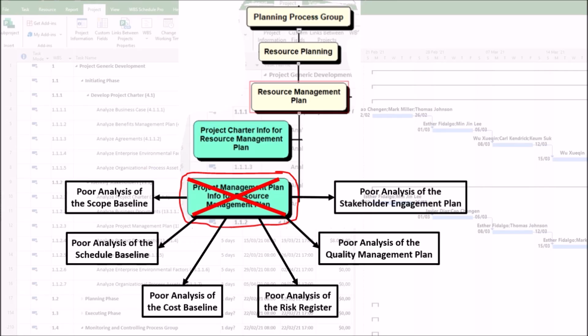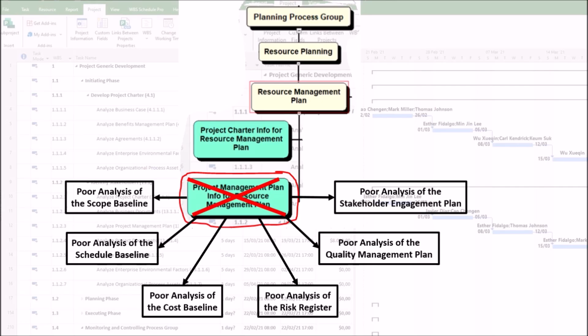6. Poor analysis of the stakeholder engagement plan. A poor analysis of the stakeholder engagement plan can result in political struggles, ineffective leadership, and communication breakdowns due to the following problems. First, ignoring influential stakeholders. You might assign a junior team member to manage a relationship with a high-power, high-interest stakeholder who requires attention from the project sponsor or senior project manager.